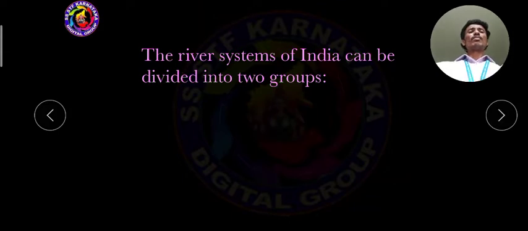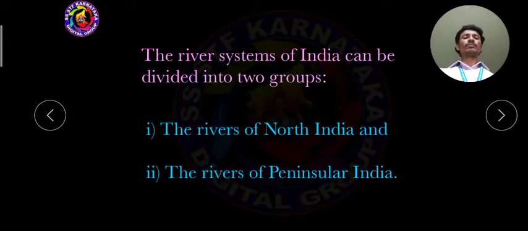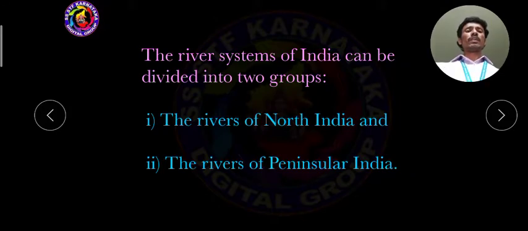The river system of India can be divided into two groups. How many groups? Two groups. Let's see that. The first one is the rivers of North India, then another one is the rivers of Peninsular India. Peninsular India means almost surrounded by water. That is also what we should consider as the South Indian rivers. The one is North India, another one is South Indian rivers.